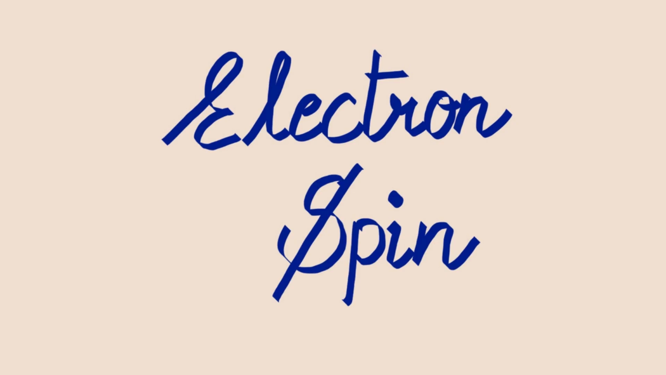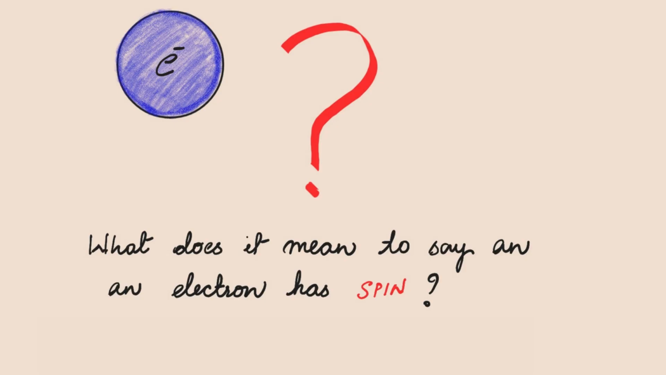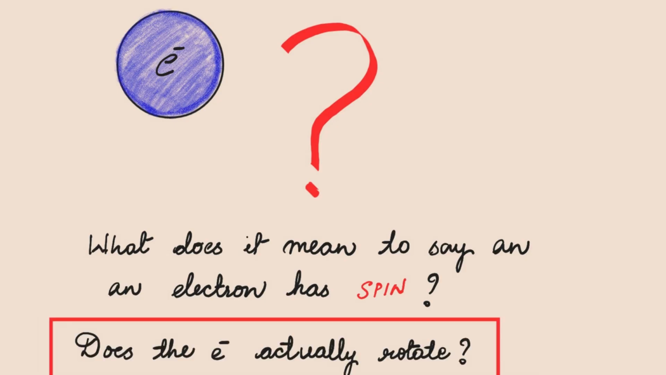Today let's talk about something every physics student comes across, electron spin. We often hear that an electron has spin and we represent it using arrows like spin up and spin down. But what does the word spin actually mean? Does the electron really spin? Let's find out. What exactly is electron spin?